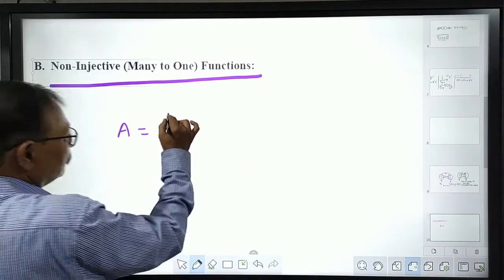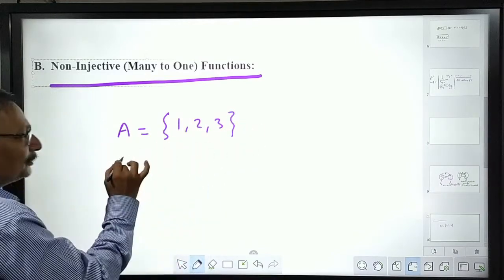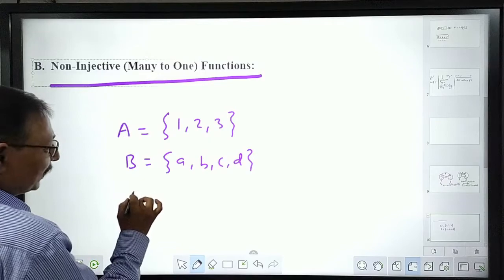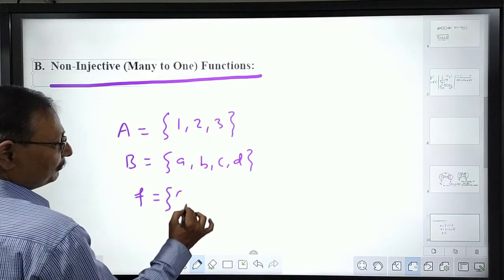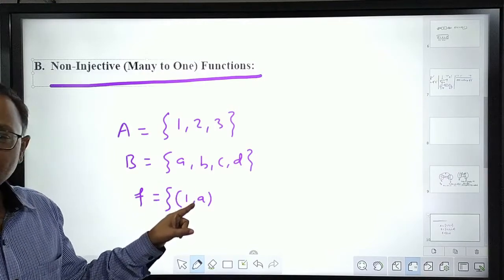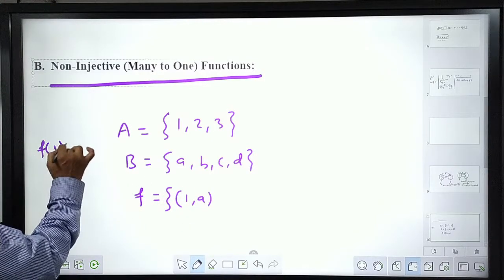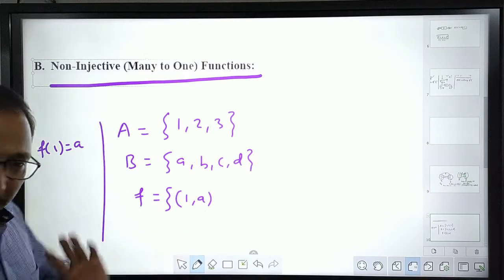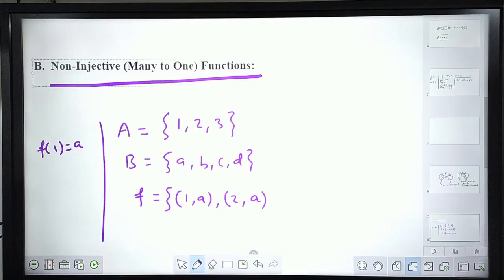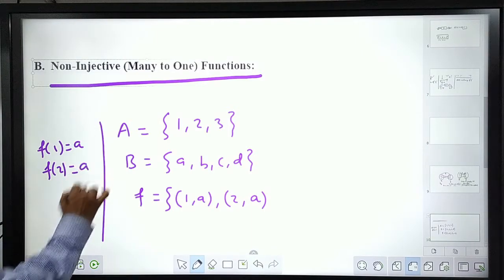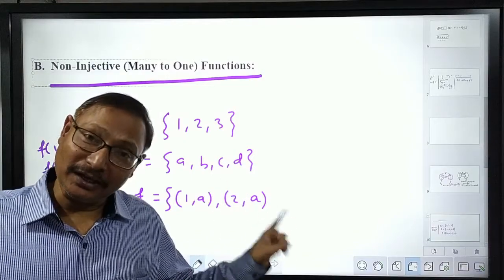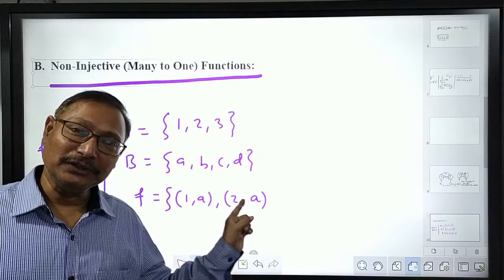Say 1, 2, 3 are the elements of A, and A, B, C, D are the elements of B, and we have a function in which the image of 1 is A. That means if 1 is input, then its output is A. It can also be written as f(1) = A. So 1 is paired with A. Suppose that 2 is also paired with A. If we take 2 as an input, then its output is again A, or you can say the image of 2 is A.